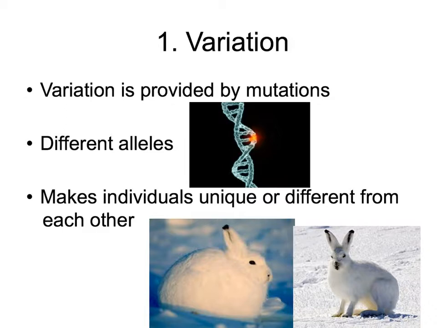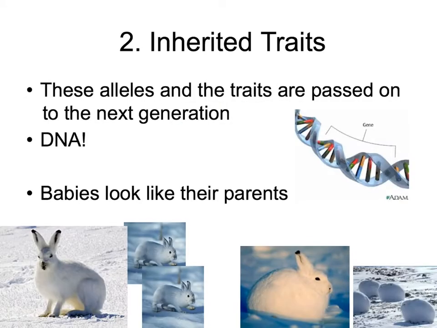Here's a picture of our two types of rabbit. We have a big fluffy bunny and a not so fluffy bunny. Because these traits are coded for in the genes, they are also heritable, which means that not so fluffy bunnies will have not so fluffy babies. Big fluffy bunnies will have big fluffy babies.